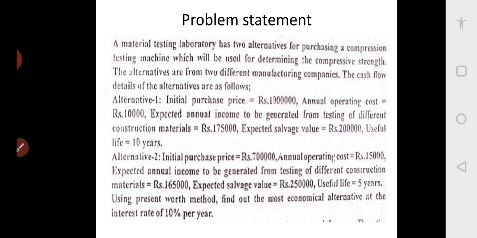So there are two compression testing machines. One costs 10 lakhs, another costs 7 lakhs. The first one's operating cost is 10,000 rupees per year, the second one's is 15,000 per year. The revenue generation is 1,75,000 rupees per year for the first, and 1,65,000 rupees per year for the second. The salvage value of the first is 2 lakh rupees, after 10 years. The second one's salvage value is 2.5 lakh rupees, but it is sold after 5 years. The first one has a life of 10 years, the second only 5 years. Using the present worth method, we have to find which is the most economical machine to purchase.